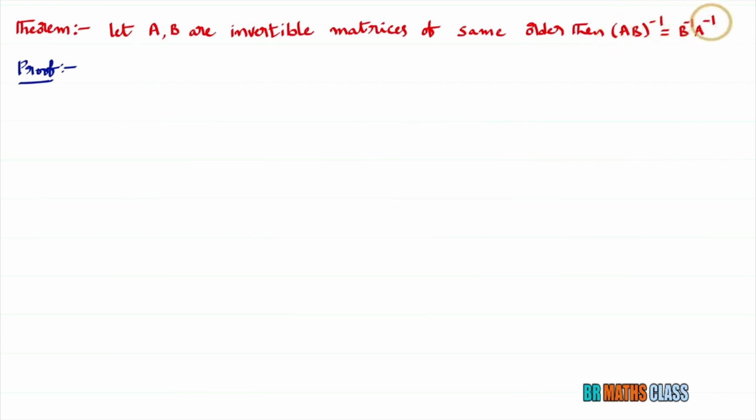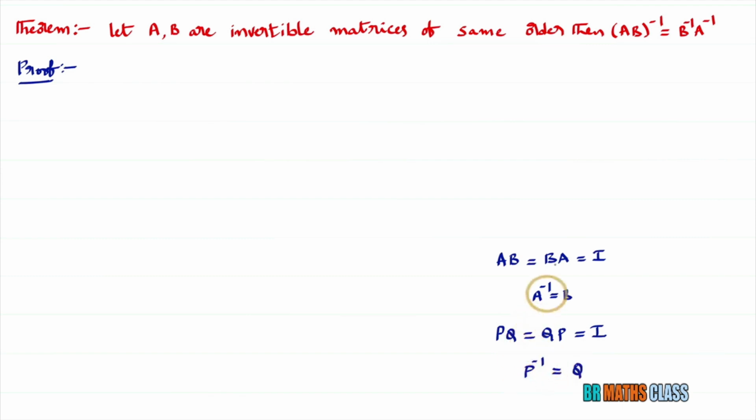I want to prove this statement. Just now from the definition, we learned this: AB equals BA equals I, then B is called the inverse of matrix A. This is what we learned. Here you observe one more thing. Suppose some matrices we found like this: PQ equals QP equals I. Then this Q is called the inverse of P, which is denoted like this.